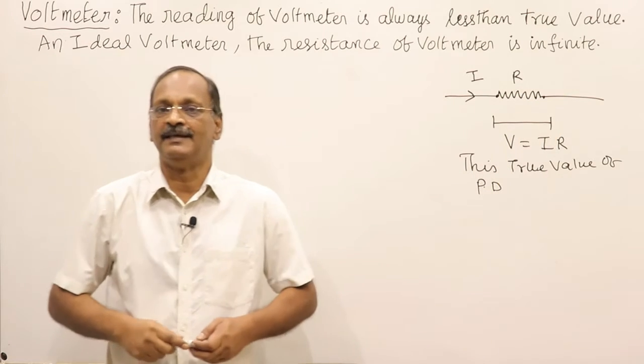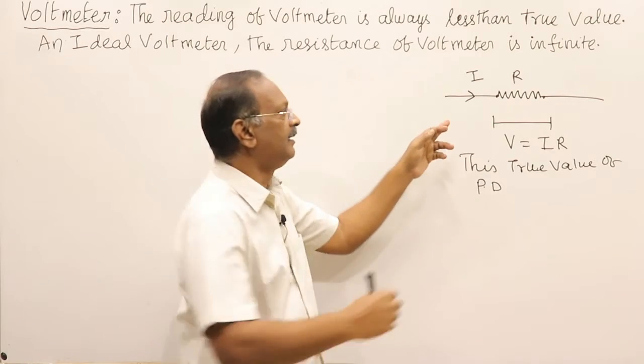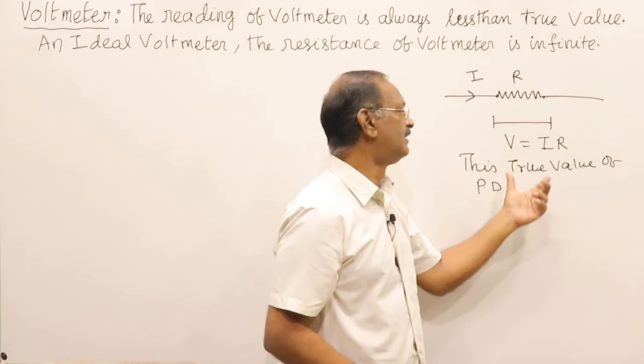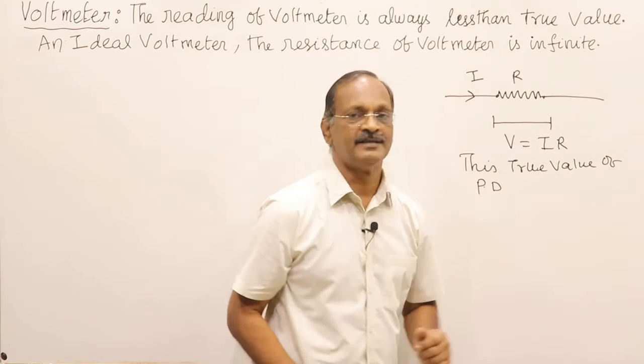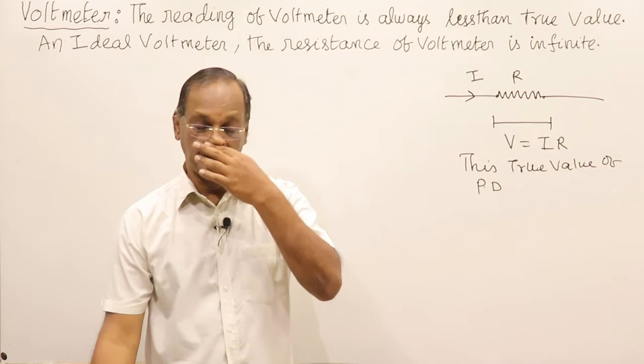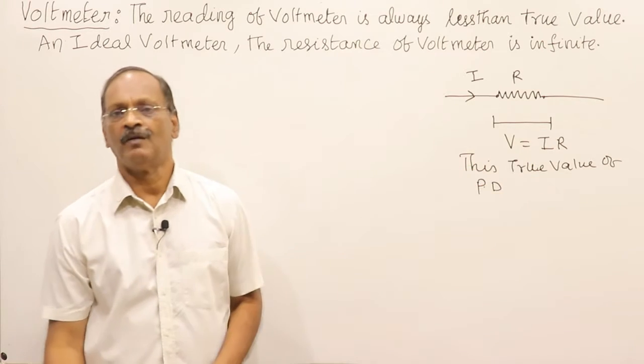But in the actual case, we connect a voltmeter between these two points, and that voltmeter will also show the potential difference, but that value will always be less than the true value. Why? Let us see.